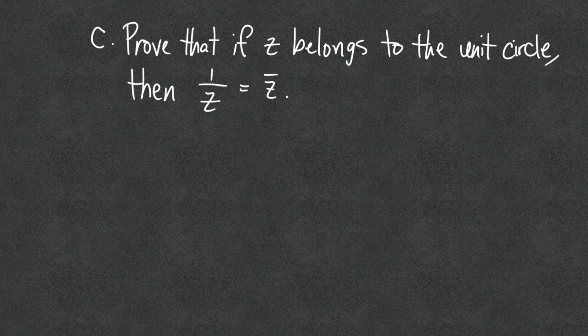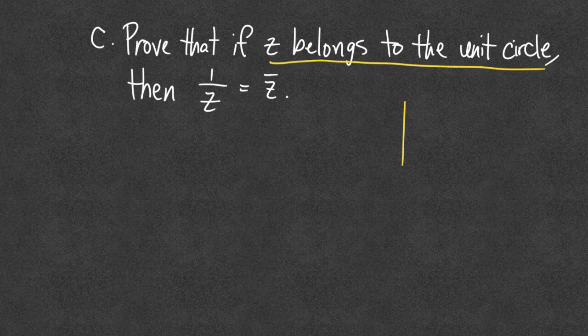All right, part C, prove that if z belongs to the unit circle, then 1 over z is really just the complex conjugate z bar. All right, so using part B, we first have to figure out what this statement means. What does it mean for z to belong to the unit circle?